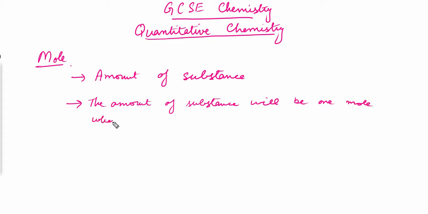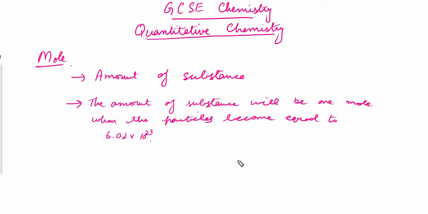when the particles become equal to 6.02 times 10 to the power of 23. So anything that has particles equal to 6.02 times 10 to the power of 23 will be equal to 1 mole. Let's suppose we have 6.02 times 10 to the power of 23 pens, then that amount of substance will be equal to 1 mole of pens.